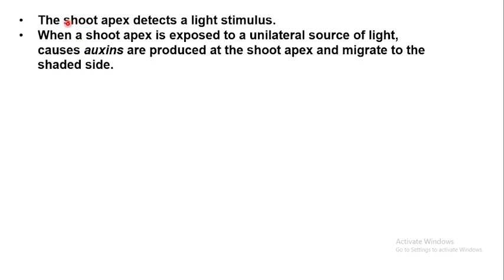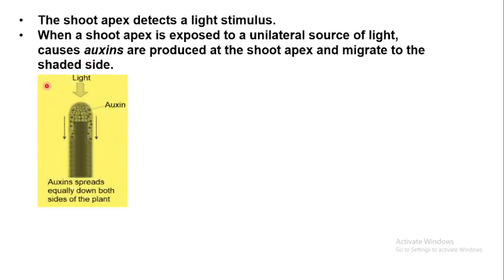So take note of this. We are saying the shoot tip detects a light stimulus, and when a shoot apex is exposed to a unilateral source of light, it will cause auxins. Auxins are just hormones. You're going to learn about this in detail. They are produced at the shoot apex, at the tip, and they migrate to the shaded side. The shaded side is the dark side of the plant, the side which is not receiving light.